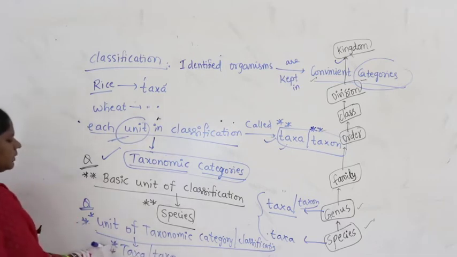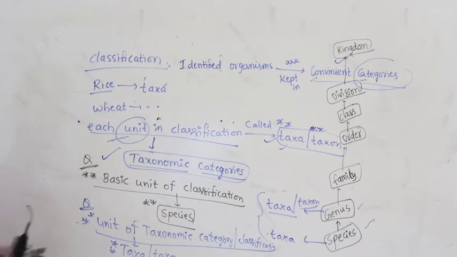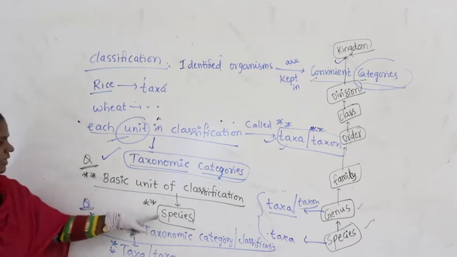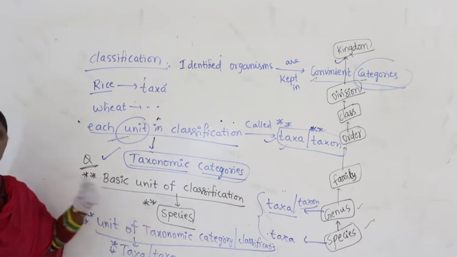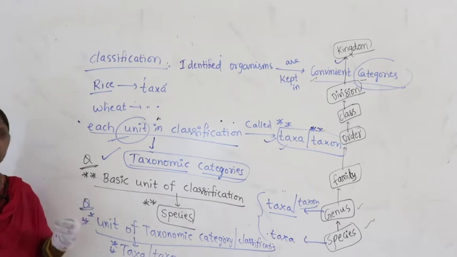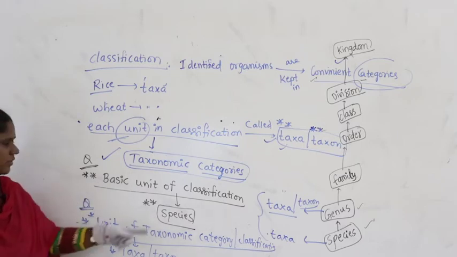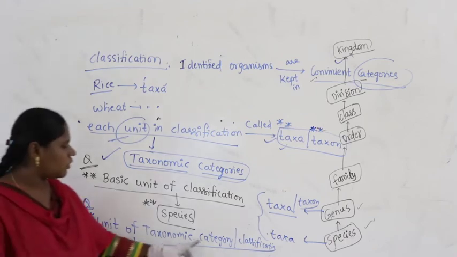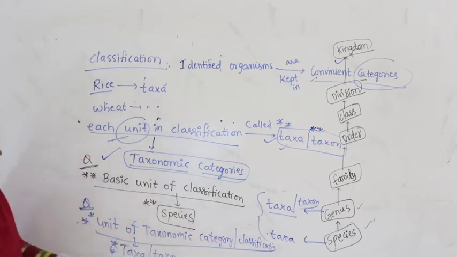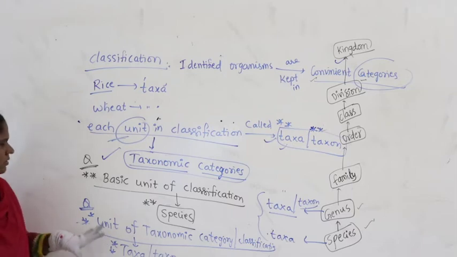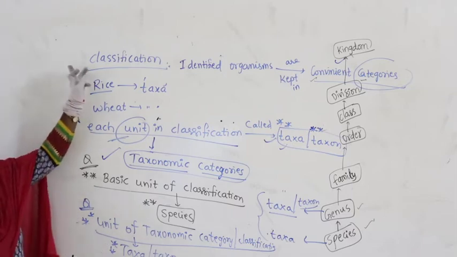See, generally people will have a confusion here. Whenever the question is a basic unit of classification, it is nothing but species. So in the taxonomic classification, if you take the basis, what we start from with the characters, that is species. Suppose the question is unit of taxonomic categories or classification, then you have to choose what is called taxa, or we call it taxon. Okay. So this is nothing but what we call classification.